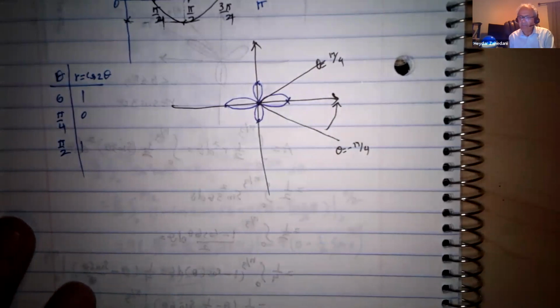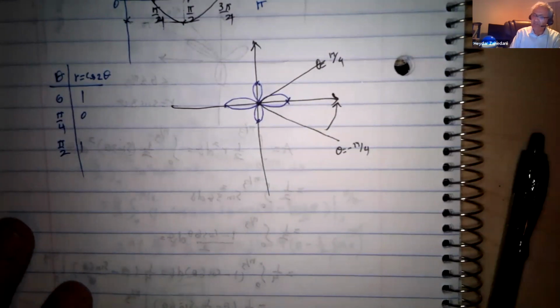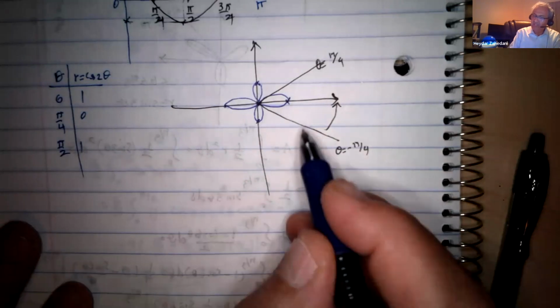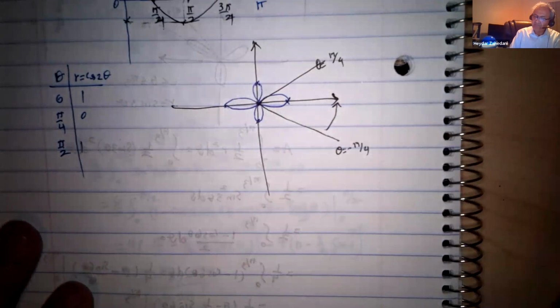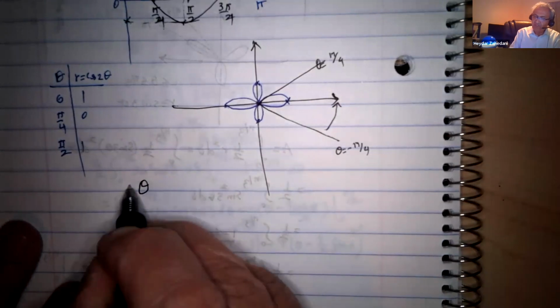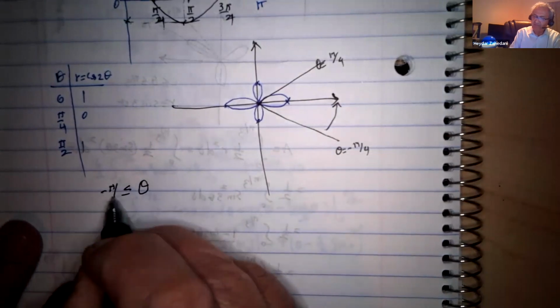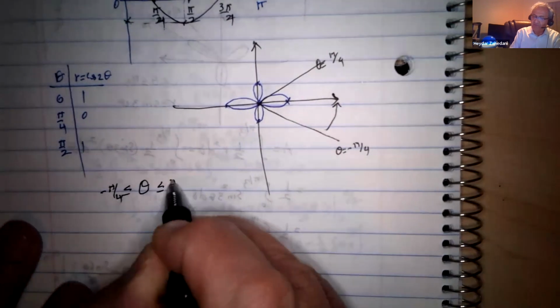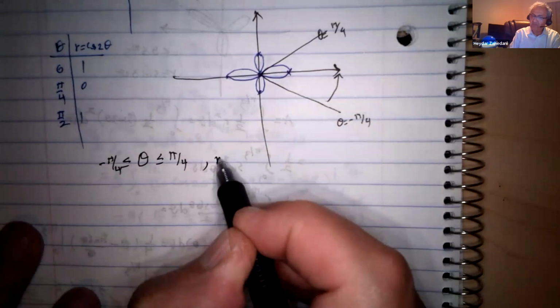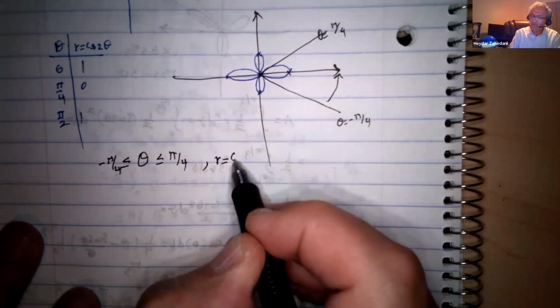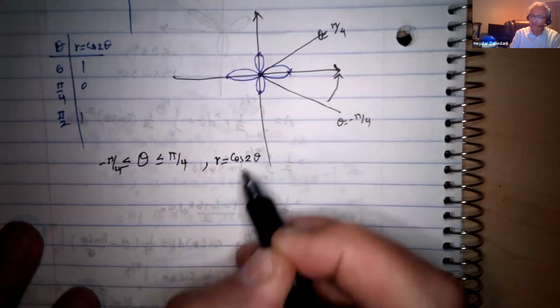Okay, so that's exactly what would happen to get this one. And you don't need anything else. You want to find the area of one of these loops. So for one loop, you start from negative pi/4 to pi/4, and your function is r equal to what? Cosine of 2 theta.